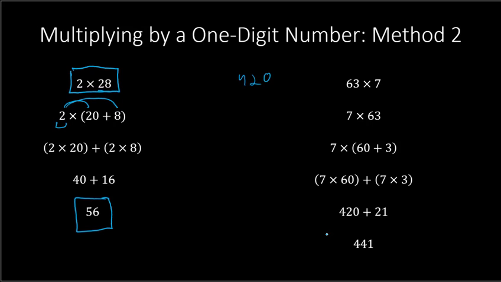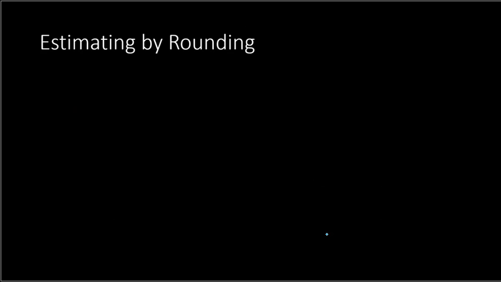All right, so this is method 2. Now to finish off the lesson, we want to learn how to estimate by rounding. So let's say we wanted to get an answer that's close to the actual answer without going through all the steps of all the calculating. Well, here we have 52 times 8.